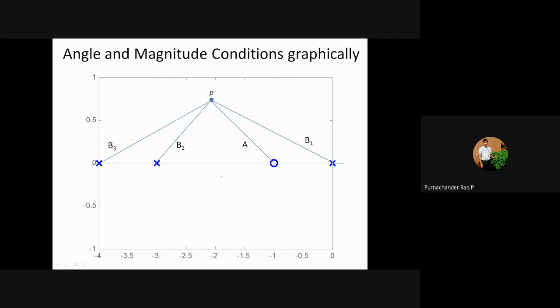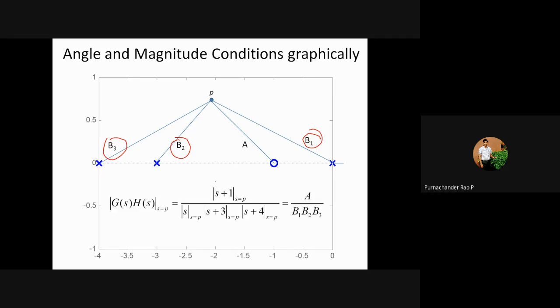Now we need to measure the lengths. So that is b1, b2, the lengths from the test point to the poles. This will give you the value of the magnitude of the transfer function G(s)H(s) at the test point P. From this test point we need to measure the magnitude a. So a divided by b1, b2, b3, that is your magnitude.